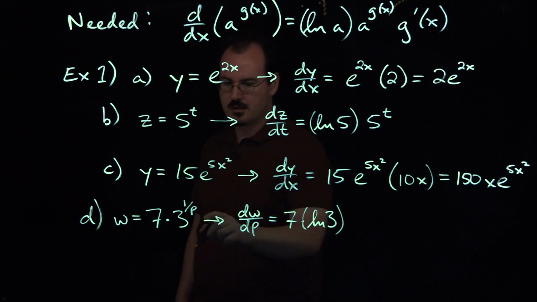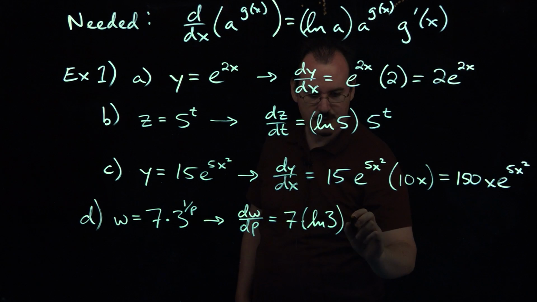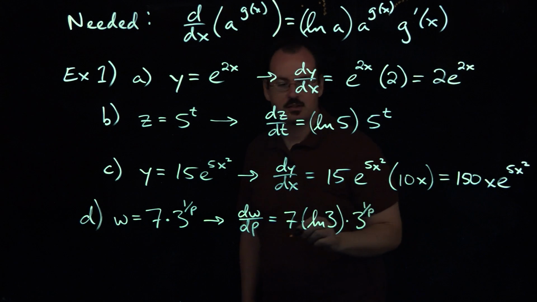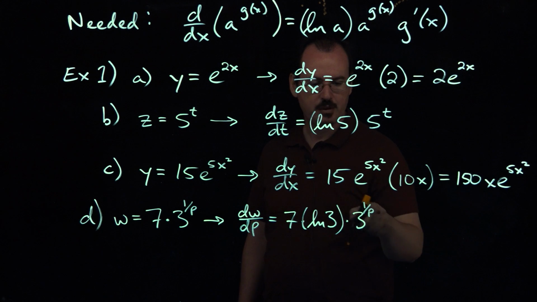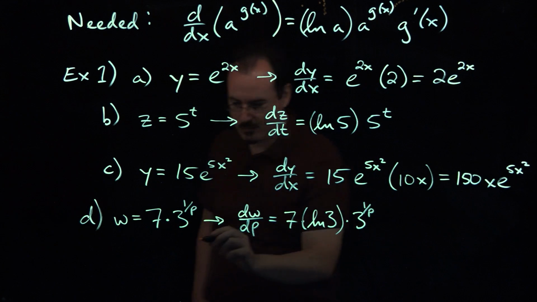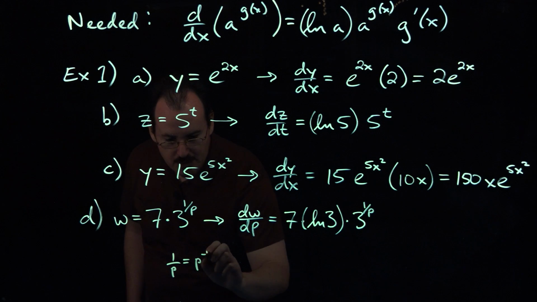And then the next thing we do, again, just notice that that's just the exact same thing as the function itself. So I'm just going to copy this 3 to the power of 1 over p. And then I have to multiply by the derivative of the thing that's up here in the exponent. Well, what is that derivative? 1 over p is the same thing as p to the minus 1 power. Let me write that here. 1 over p is the same thing as p to the minus 1 power.